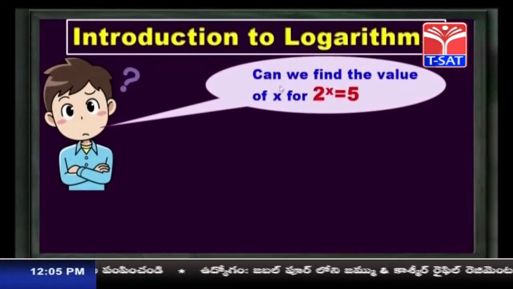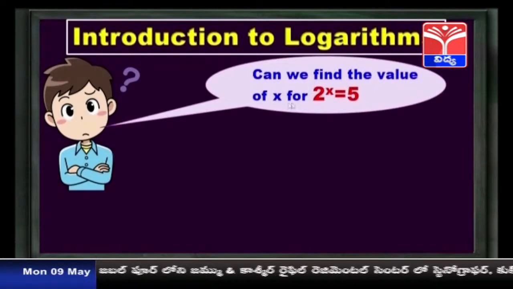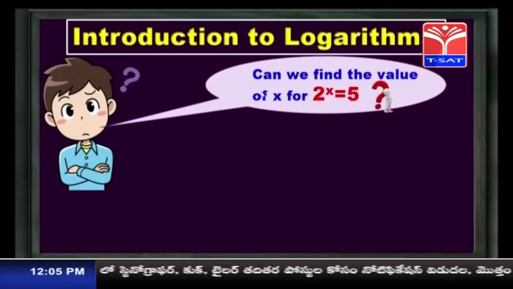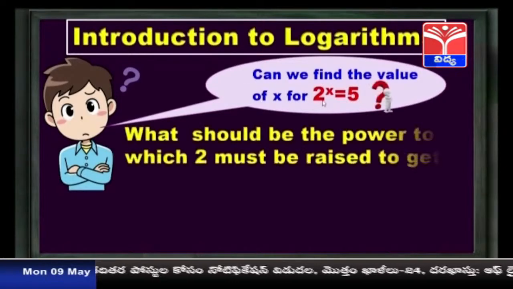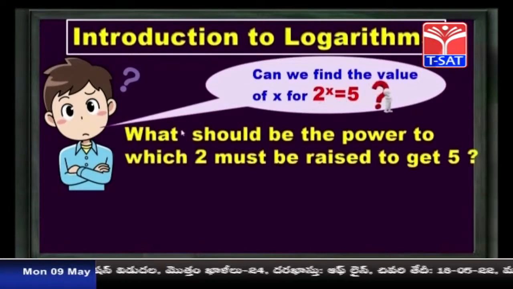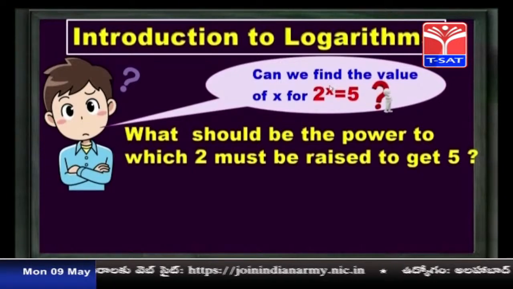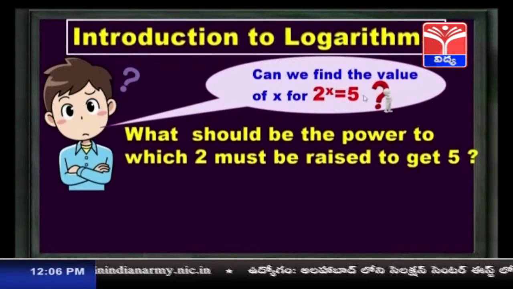By using the exponents, are we able to find the value of x for 2 power x is equal to 5? What does it mean? What is 2 power x is equal to 5 means? What should be the power to which 2 must be raised to get 5? That means for what value of x, 2 power x becomes 5?